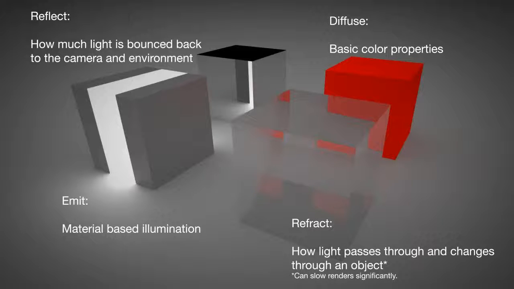The refraction channel is a cousin of reflection. Unlike reflection, the refraction deals with how much light actually passes through the surface and then manipulates the position, color, and shadows, etc. on the way out the other side.